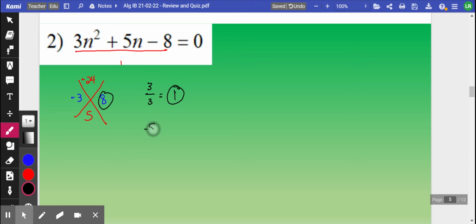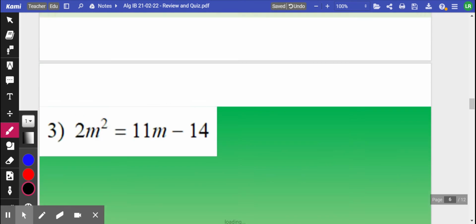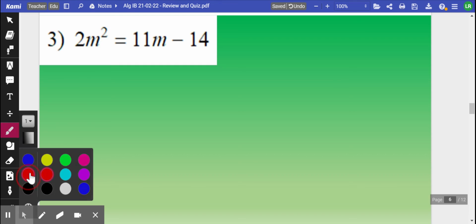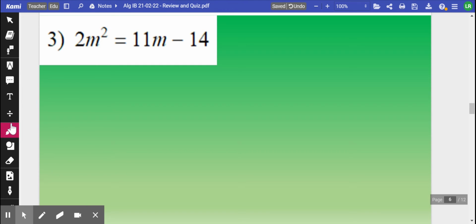Opposite divided by the A value. And those are my two solutions. 1 and -8/3. Okay, number 3, go ahead and pause the video and complete this problem. Have to make it say equals 0. So I'm going to move the 11m, so minus 11m.